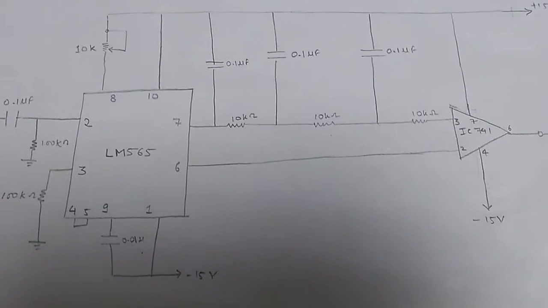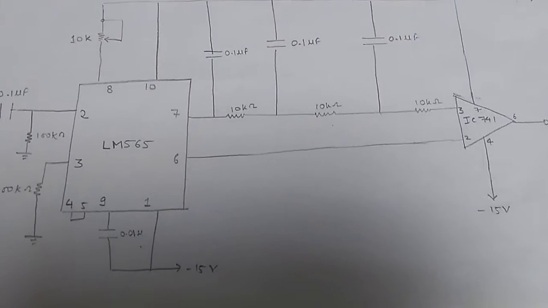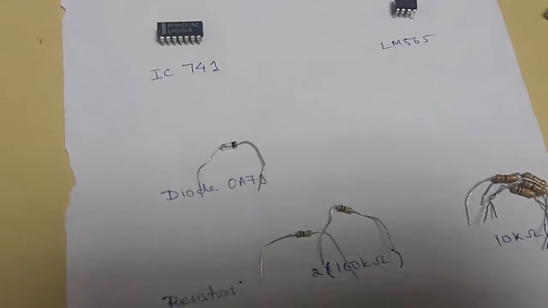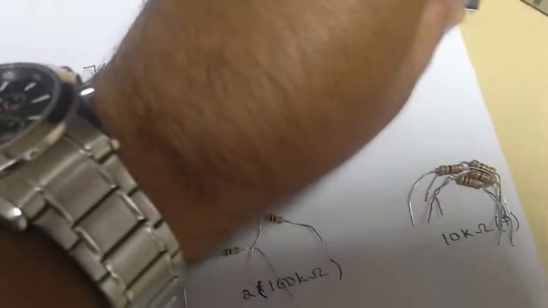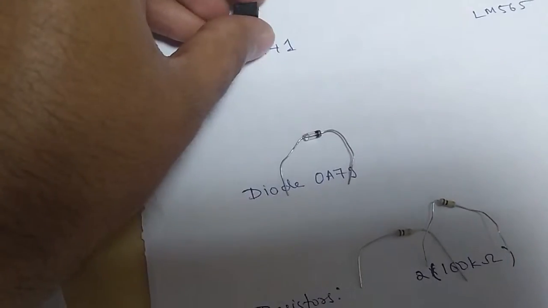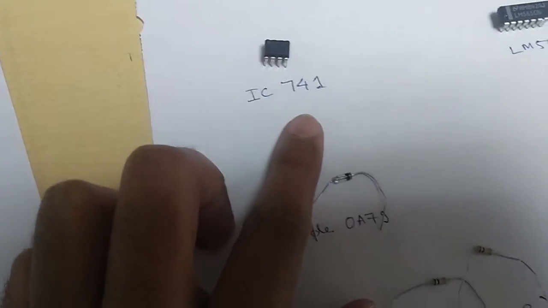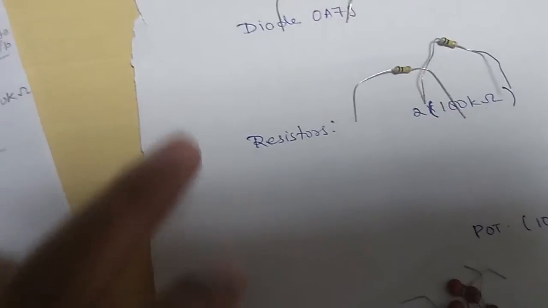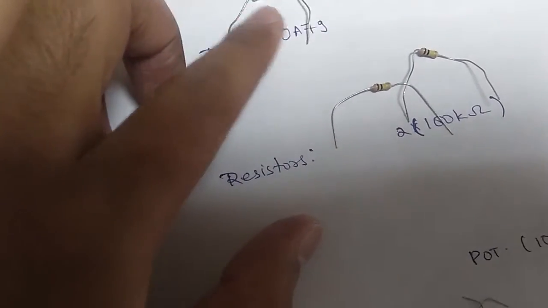Now we will be talking about the demodulation of frequency shift keying. This is the circuit diagram, and first of all we're going to talk about the components that we require. This is the op-amp IC 741 that we need, and also we need LM565. This is the diode that we need, OA79.